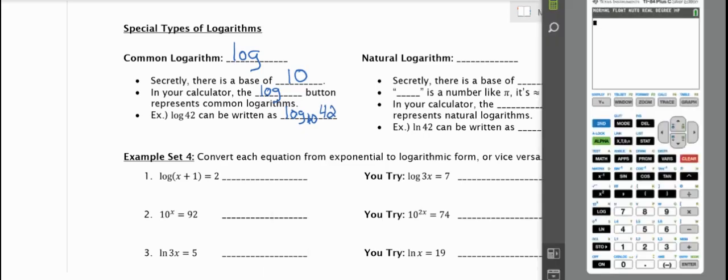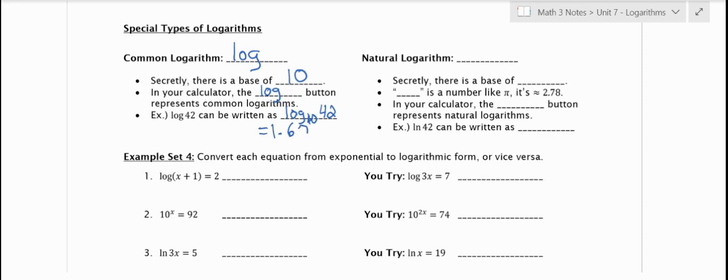That's how we think of it. In my calculator, I would actually hit the log button, which is right next to the 7. If I did log of 42, that would give me my answer. I like to close the parentheses, and I get 1.62, for example. So what does that actually mean? That basically means 10 to the 1.62 power is 42, right? So I found the exponent that would do that.